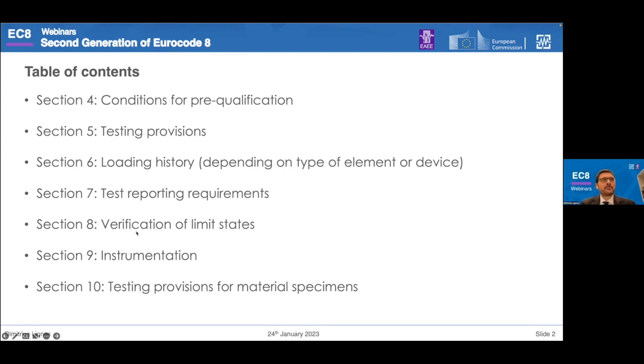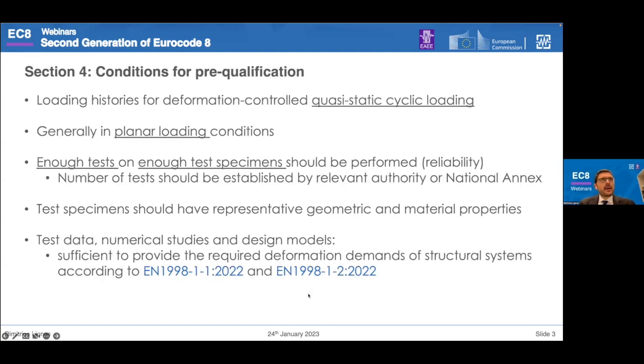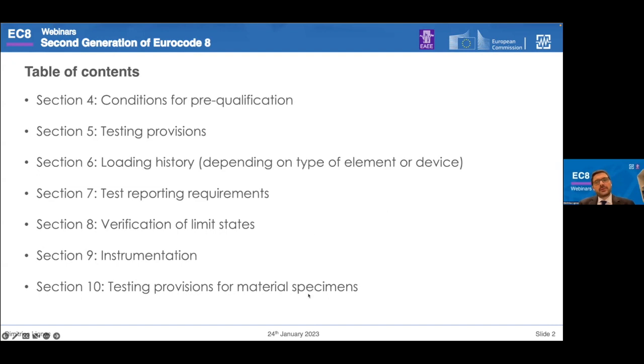reliability of information, verification of limit states, as well as the information on instrumentation, because sometimes it's not obvious. I'll show you a couple of examples. And finally, some testing provisions that relate to information that should be reported for material specimens and not actual structural elements or joints, etc. I will briefly discuss each one of these sections, so that you can get a basic idea.